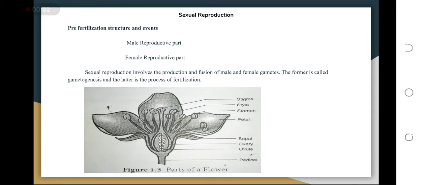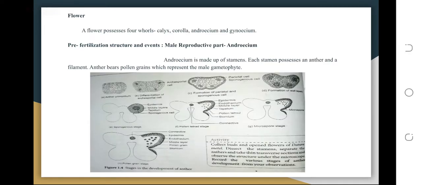What is sexual reproduction? Sexual reproduction involves the production and fusion of male and female gamete. Production means gametogenesis and fusion means fertilization. This picture shows flower part. In this, there are four whorls: calyx, corolla, androecium and gynoecium. In reproduction, androecium and gynoecium is the essential part.